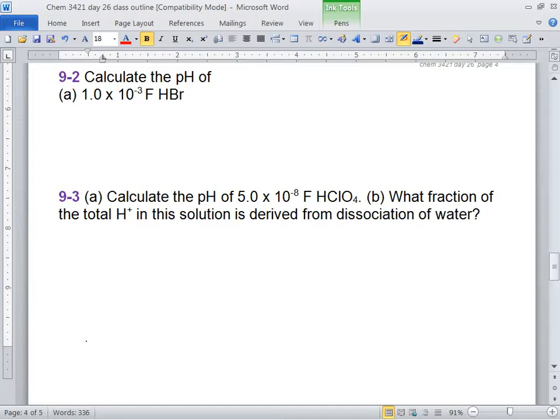HBr is on the list of strong acids. Okay, so you have to worry about something though. You want to just take what to get pH? Negative log of it. And that would be great, you'd be done. But remember, there's something you got to worry about. What was the range again? 10 to negative 6, 10 to negative 8. Do we have to worry about that? So just do negative log. And you're done.